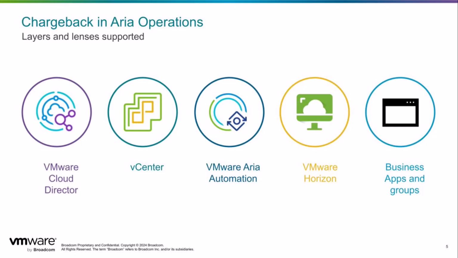Likewise, you can build rate cards or policies for Aria automation projects and do a chargeback for projects and deployments. In the end, because we already have VM prices available for vCenter deployments, you can also see chargeback for Horizon constructs like VDI pools, RDS farms, users, connection servers, etc., and also for your business apps and tiers.